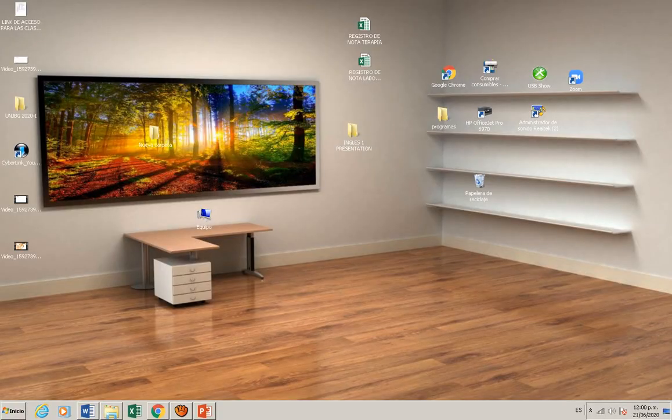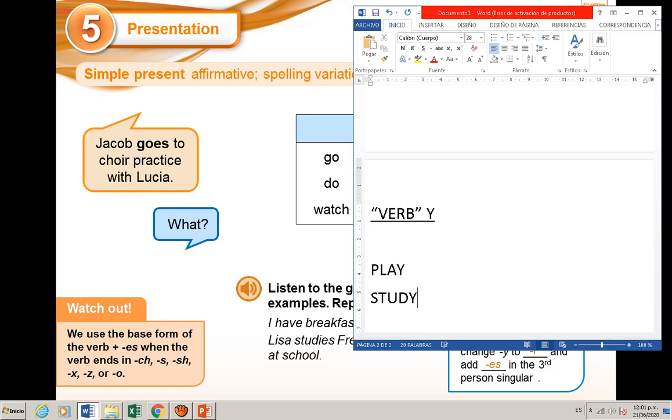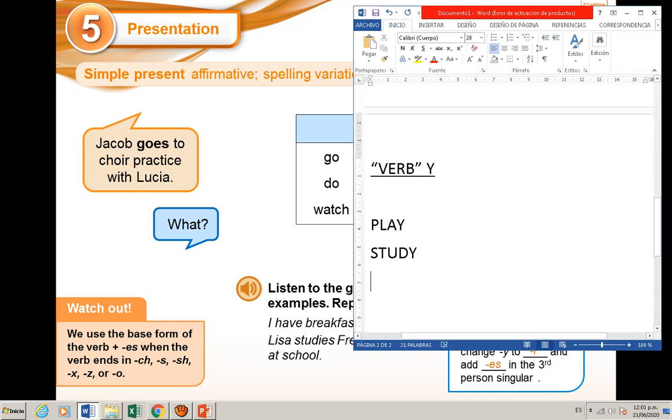A ver, vamos a explicar de una forma más entendible. A ver, aquí. Sobre el uso del verbo cuando termina con letter y. ¿Qué pasa? Vamos a explicar. Tenemos play y study. They are very similar because at the end of the verb we see that they finish with letter y.